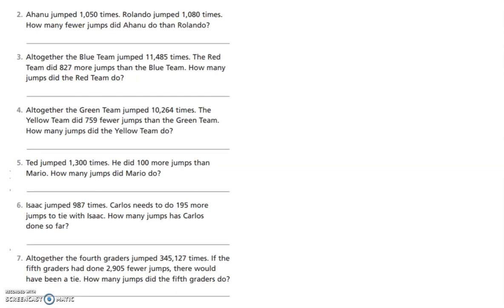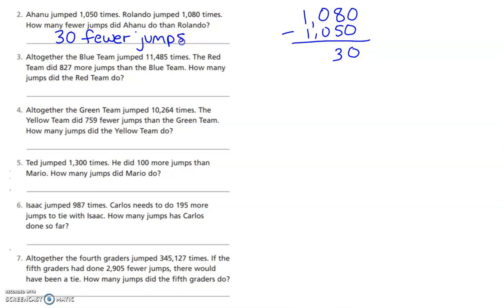But let's start with Ahanu. He jumped 1,050 times, and Rolando jumped 1,080 times. It says, how many fewer jumps did Ahanu do than Rolando? So that's just a difference problem. You've got to find the difference between 1,050 and 1,080. You're probably able to do mental math on that one, but if not, you just simply stack and solve, and you're going to find out that that would be 30 fewer jumps. You'll notice I'm taking the time to label these ones as well, rather than just the numbers, what it actually is that we are solving for here.